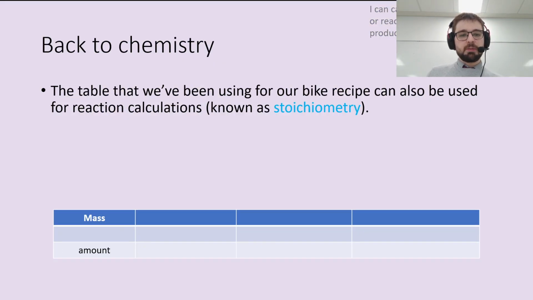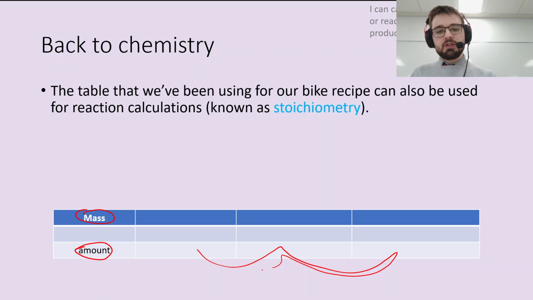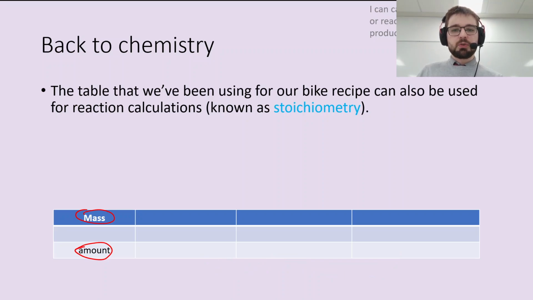Alright, so linking that back to chemistry, we can do a pretty similar thing here and set up a table with mass at the top. So we're going to start with mass stoichiometry, and amount down the bottom. Now we already saw that it's really easy to do the ratios. So as soon as we have any amount in a reaction, we can find every other amount value that's there. And this is what stoichiometry is, by the way.